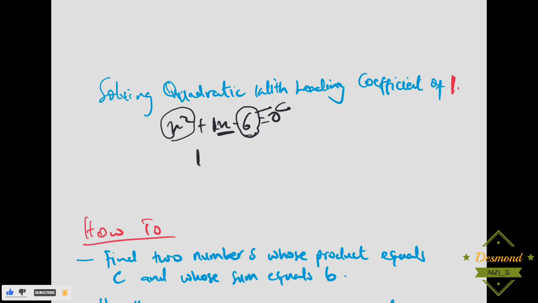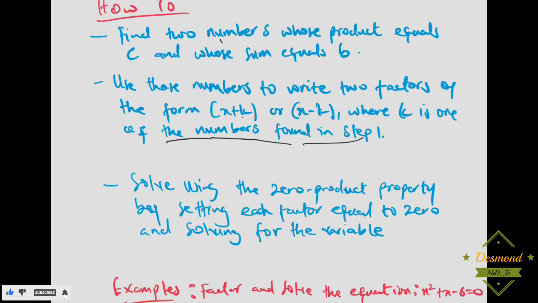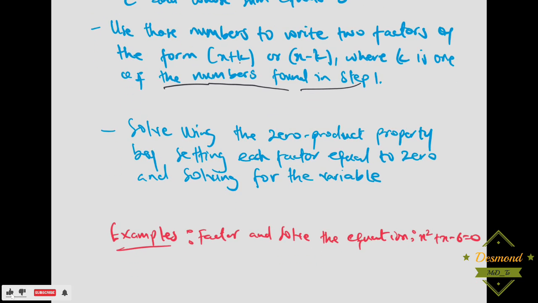Now the second thing that we need to do is to use these numbers to write two factors of the form x plus k or x minus k, where k is one of the numbers found in step 1, right? Now the last thing that we need to do is solve using the zero product property by setting each factor equal to 0 and solving for the variable. Don't worry, let's look at an example with the equation that we stated earlier on.